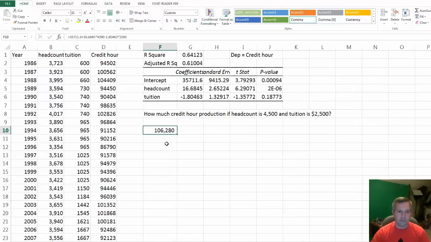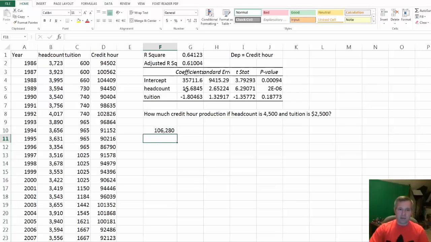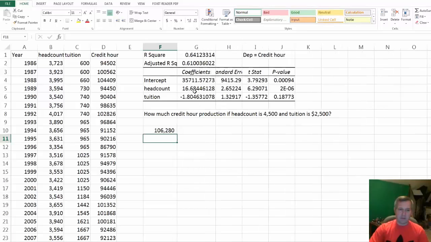Okay, so I think there's going to be 106,280 credit hours produced. The way that I typed that out was all just using the values that happened to show up in this table. So I did, again, 35711.6, 16.6845. That depends on how many numbers are showing up here. If I go like this, well, suddenly this is going to be different now. If my table is bigger, I'd go, well, 35711.57273.